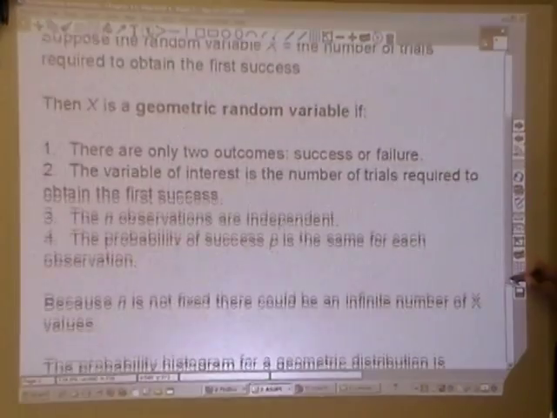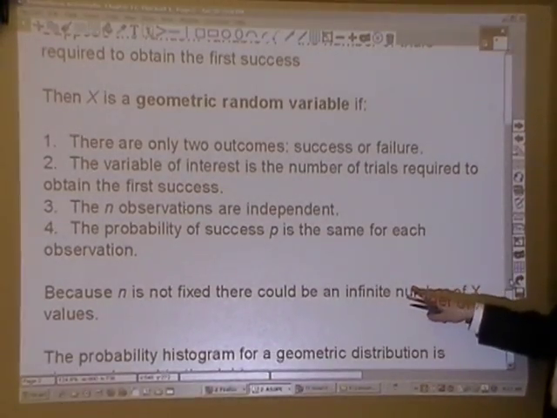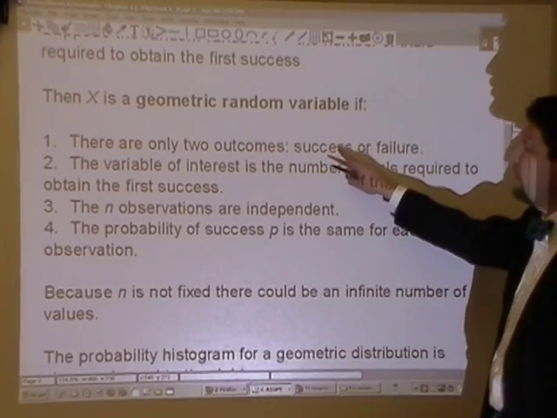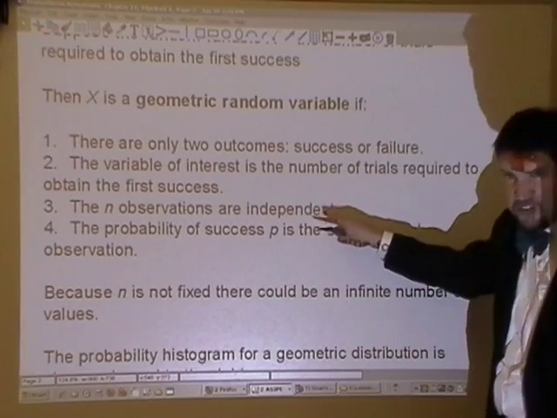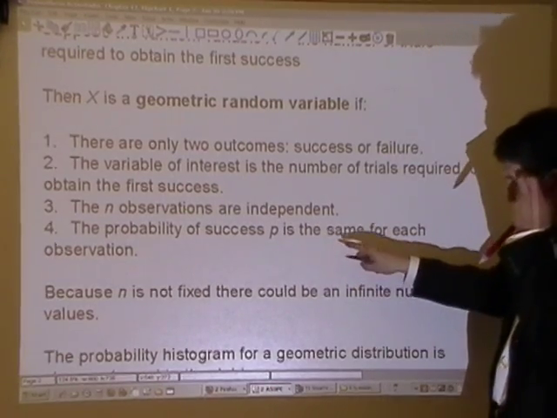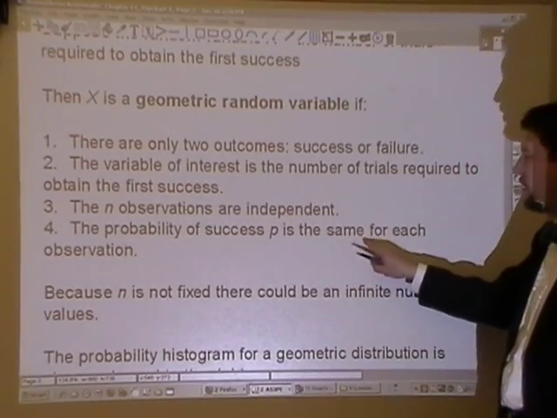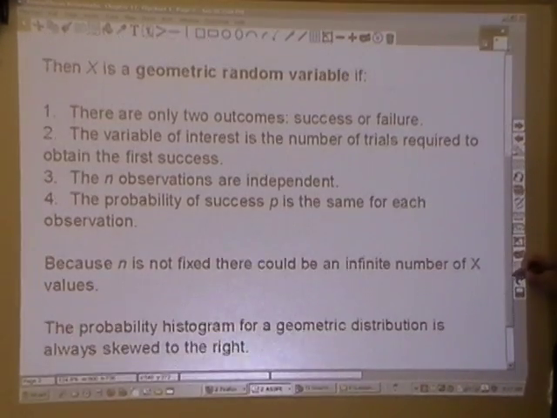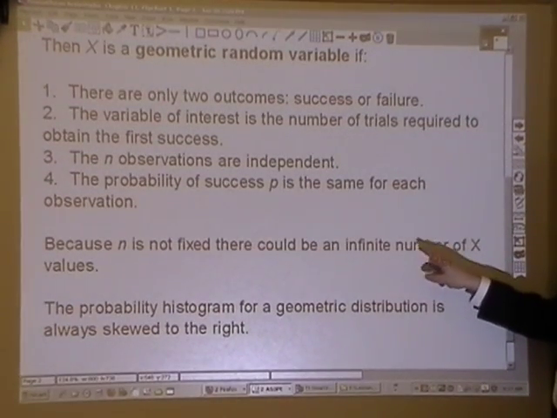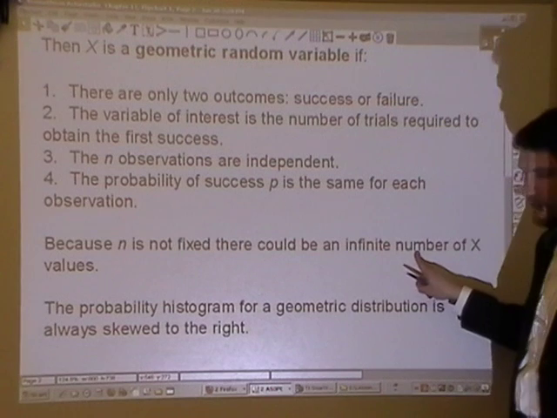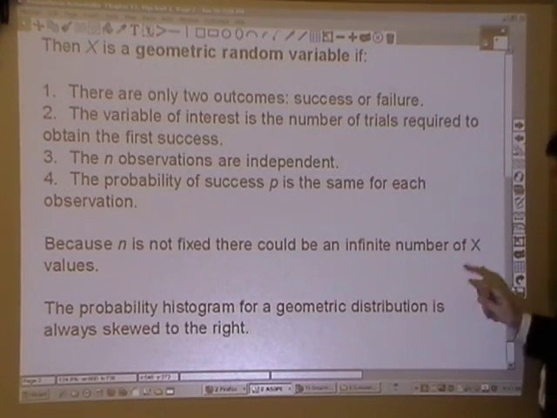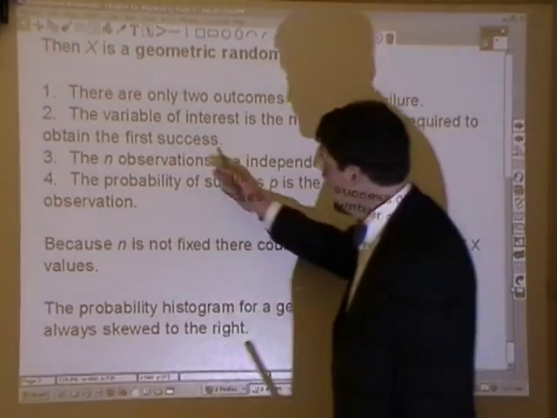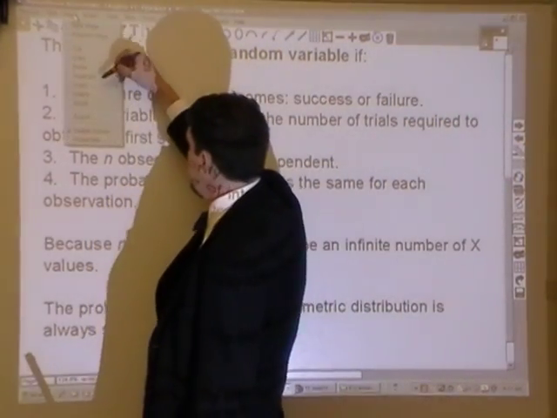And here's 2 statements right here. But these other 3's are Bernoulli. There are only 2 outcomes, success or failure. Observations are independent, less than 10% of the population. Probability of success is the same for each observation. Because n is not fixed, there could be an infinite number of x values. We'll look at that in just a second. And the probability histogram for a geometric distribution is always skewed to the right. So let's take a look at that for a second here.